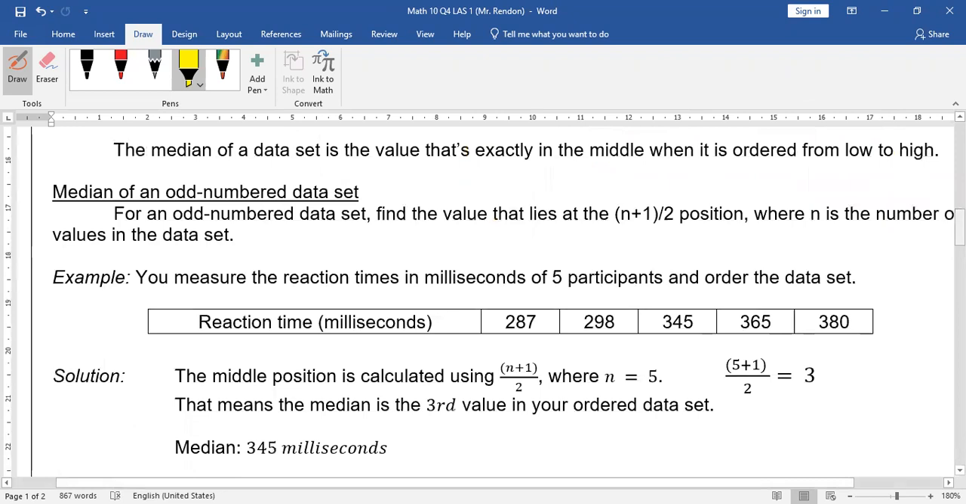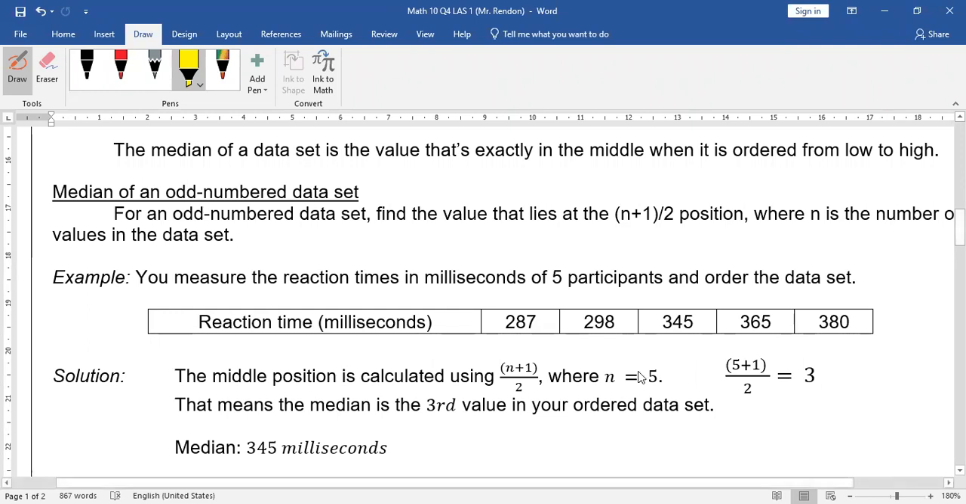Okay, there are 5 scores. So if there are 5 scores, the middle position is calculated using the quantity n plus 1 over 2, where n is equal to 5. Using this formula, 5 plus 1 is equal to 6. 6 divided by 2 is 3. Meaning you are looking for the third score. That means the median is the third value in your ordered data set.